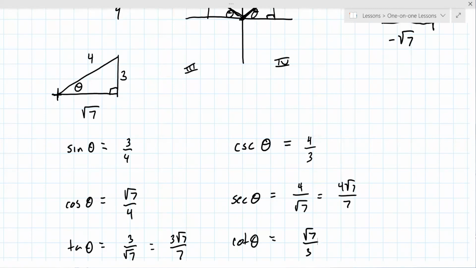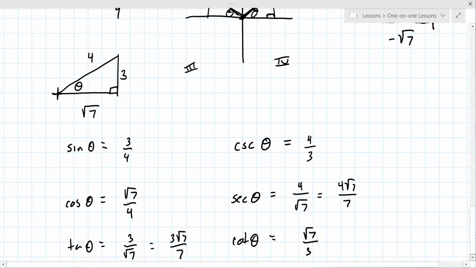That's an advanced thing. That'll just save you time when you're doing this on a placement test or some exam someday.